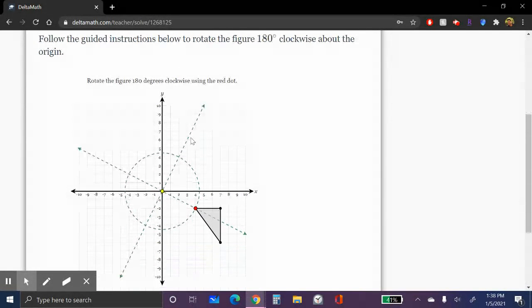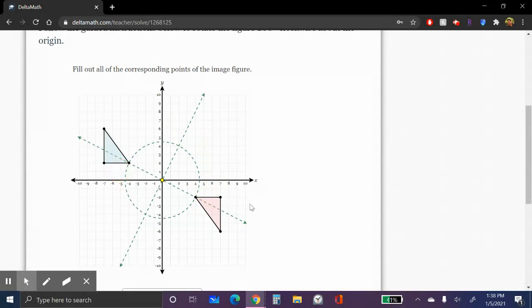It was 180 degrees, so it doesn't matter which way you go. It doesn't matter if you go this way, clockwise, or counterclockwise, this is clockwise all the way there. No matter what way you rotate 180 degrees, it's always going to end up in the same spot.